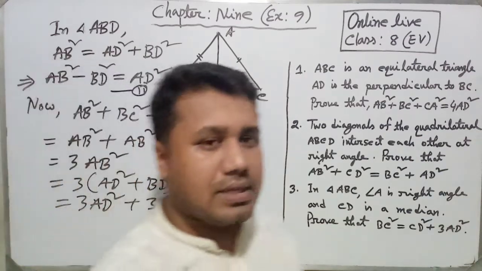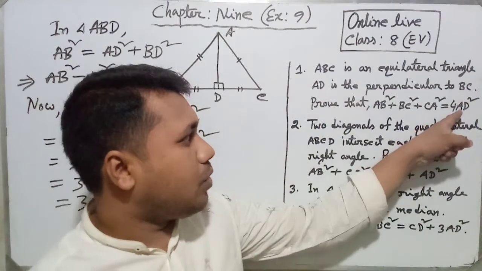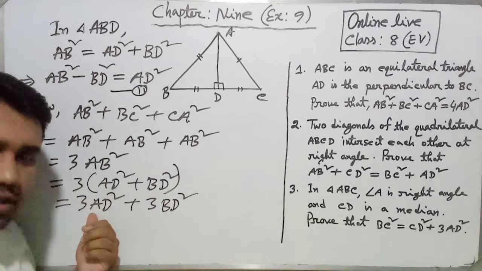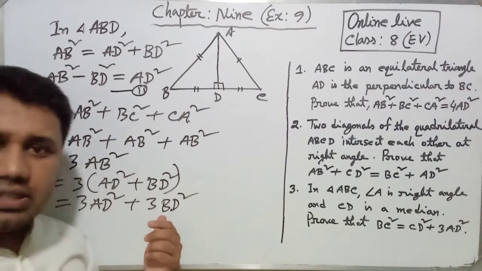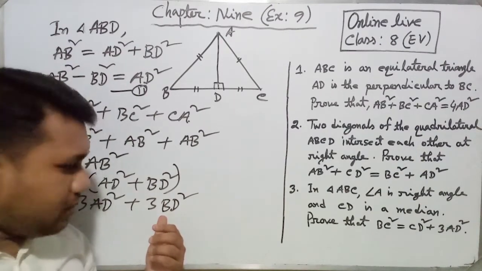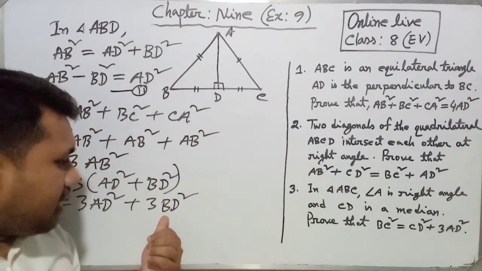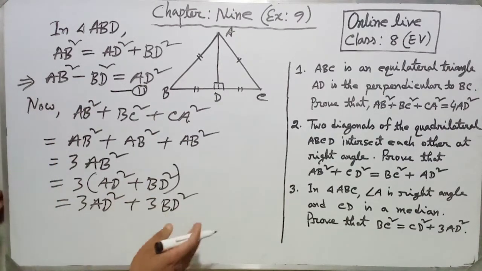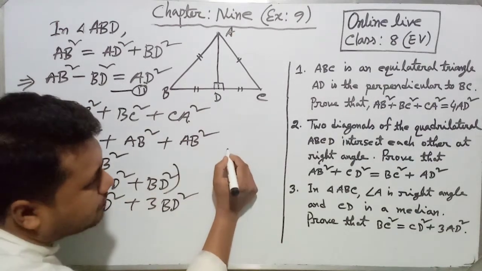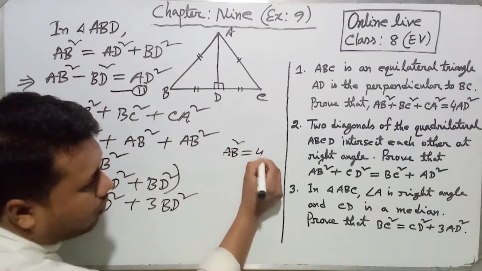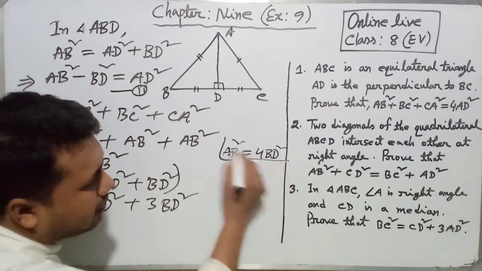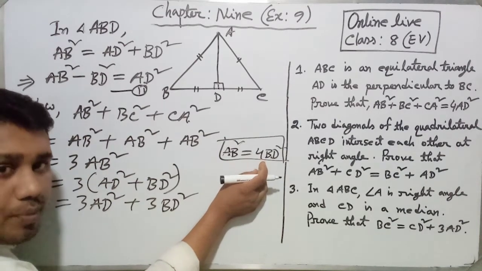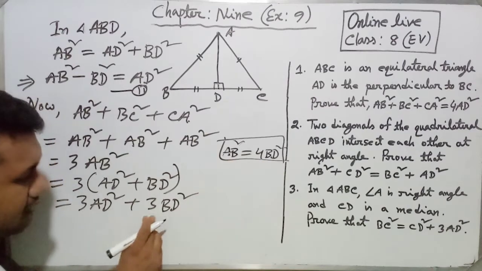So 3AD square plus 3BD square. But dear students, remember, we have to prove that our answer will be 4AD square. Look, this is 3AD square, but this is 3BD square. So we can say BD square is not necessary to take our part. So we can take another one for 3BD square. So dear students, look, in our previous we know AB square equal 4BD square. Remember, AB square equal 4BD square. That means for 4BD square we will write AB square, but here 3BD square.